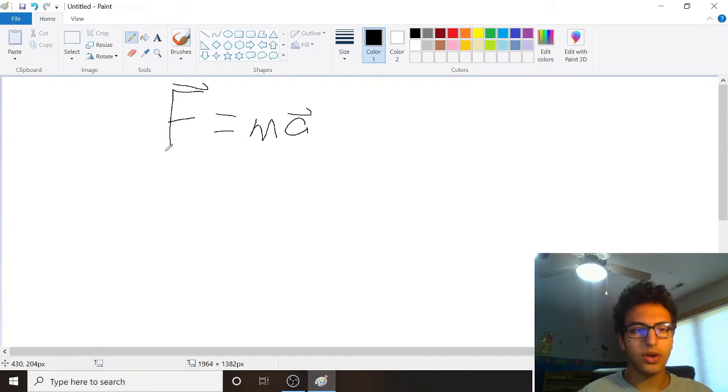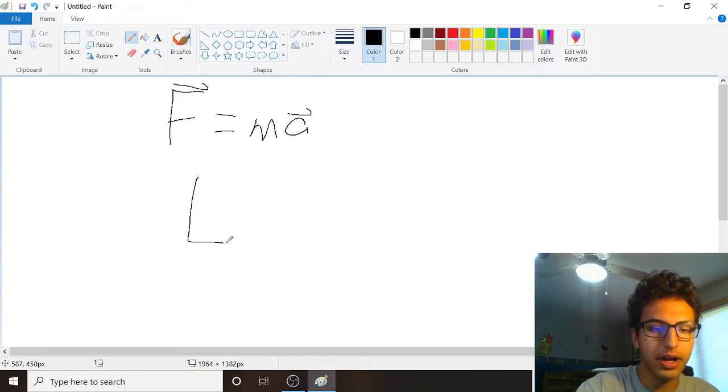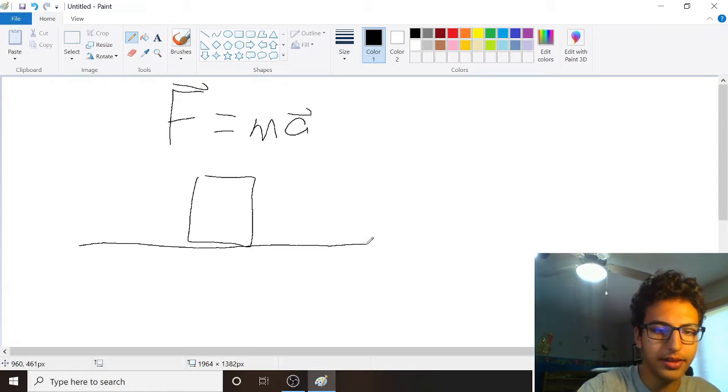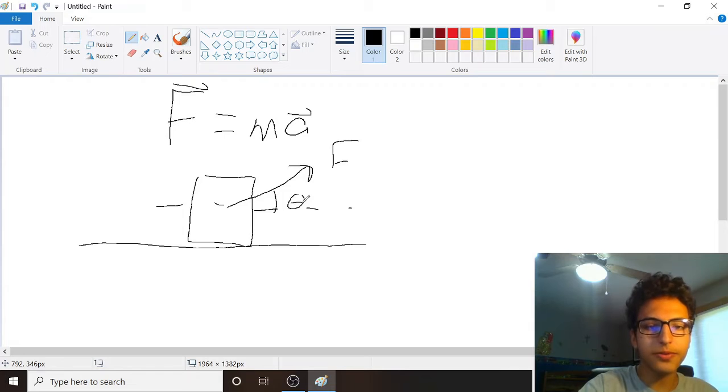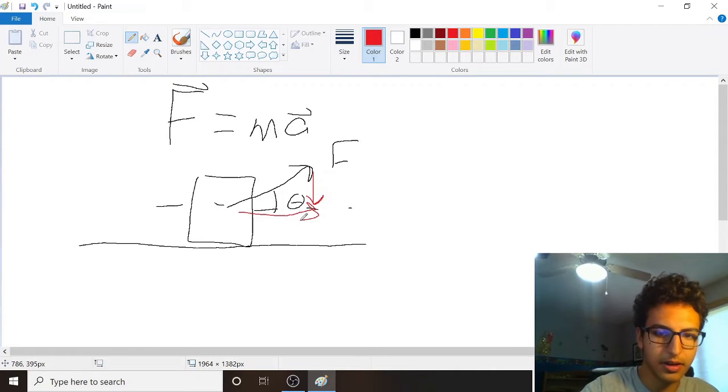Okay, and so what about force vectors? Well, it's just like any other vector, so you can split it up into its vector components. Say I have a box right here, and it's on a plane. There's a force going this way with an angle of theta to the level. This force vector can be split up into the x and y components.